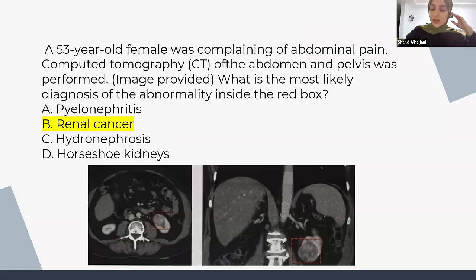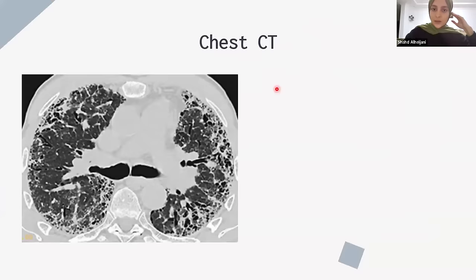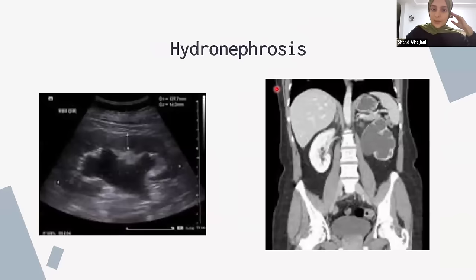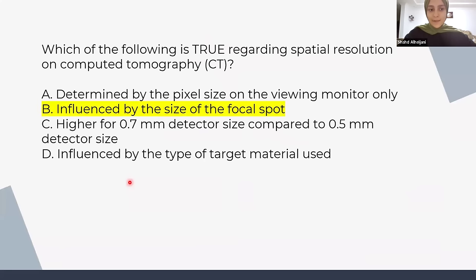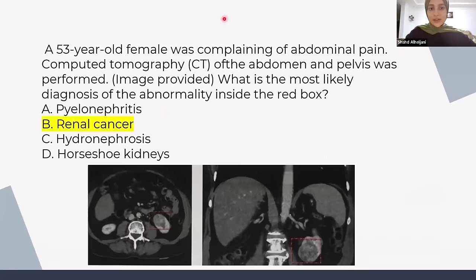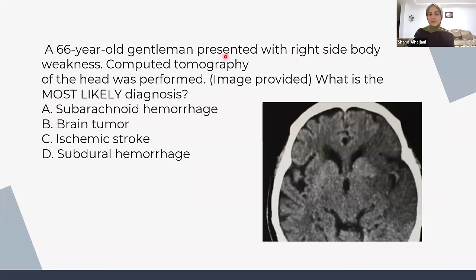Meanwhile, in the case of hydronephrosis, let's go back to the slide. Hydronephrosis. Here, you can see it looks all black. It looks homogeneous. There are no different colors going on. And on an ultrasound, it will look the same. So, next question. Do you guys understand why this is renal cancer? Yes. Next question. 66-year-old gentleman presents with right-sided body weakness. Computed tomography of the head was performed. What is the most likely diagnosis?